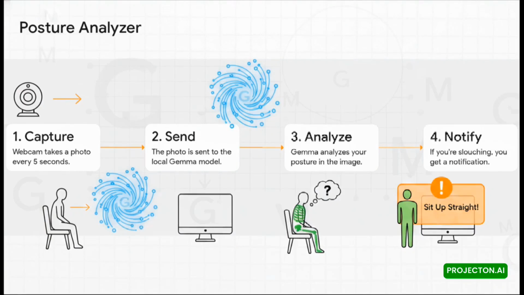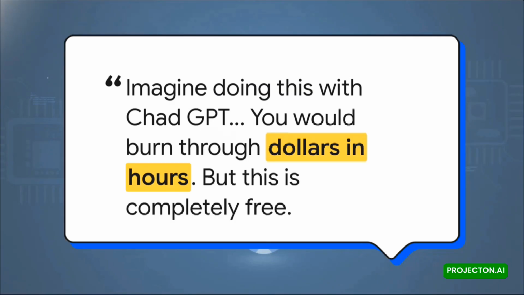Step 1, your webcam just snaps a photo of you, say every 5 seconds. Step 2, that photo gets sent to the local Gemma 4 model right there on your computer. Step 3, Gemma analyzes the image to check your posture. And finally, step 4, if you're slouching, boom, it sends a notification to your screen. As simple as that. And this quote just hits the nail on the head.